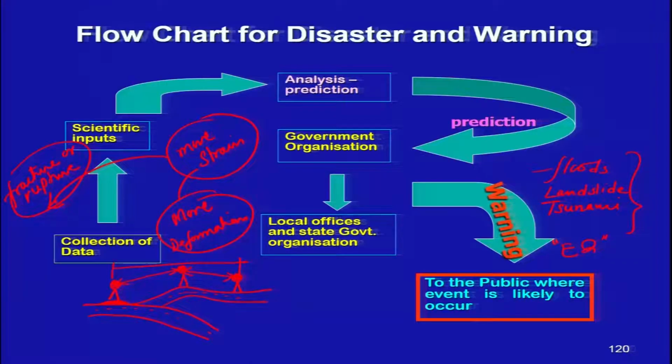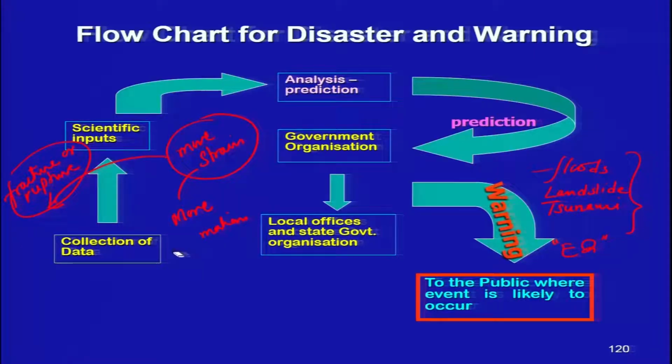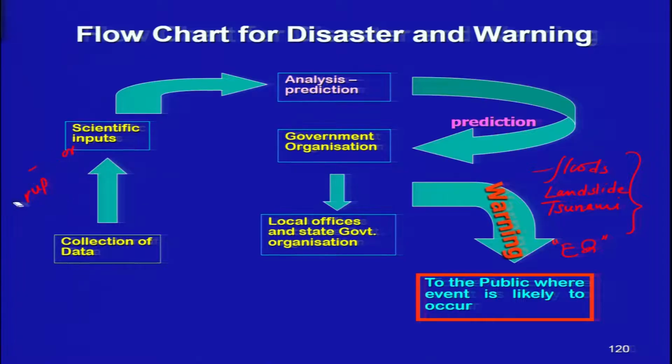So, if you pass on this information to them, then it is useful for them to plan the evacuation and all that with the help of the local government. So, these are a few steps which one can remember, and it is not rocket science, but of course, if you take hold of this, then at least you will be able to minimize the hazard and impact of that particular event. So, data collection, scientific input, analysis and prediction.